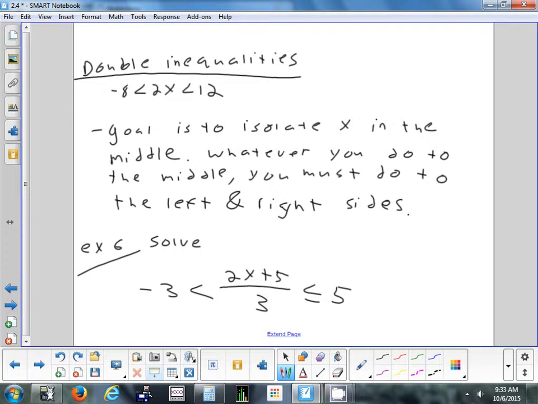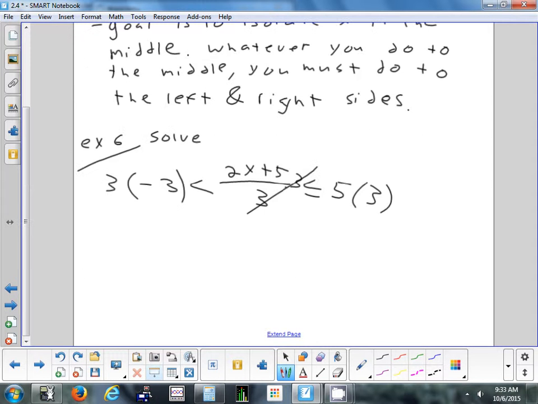Derek? Multiply by 3. Yeah. Okay, when I multiply by 3, that takes care of that. Same rules apply if you multiply or divide by a negative: flip everything. But that 3 is positive. So negative 9 is less than 2x plus 5, which is less than or equal to 15.